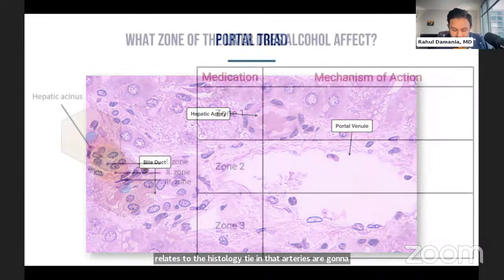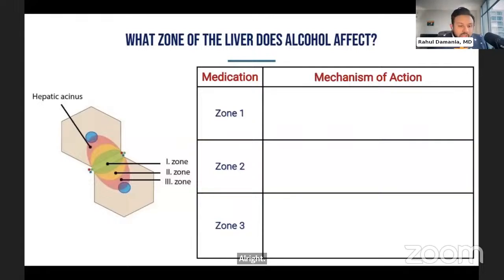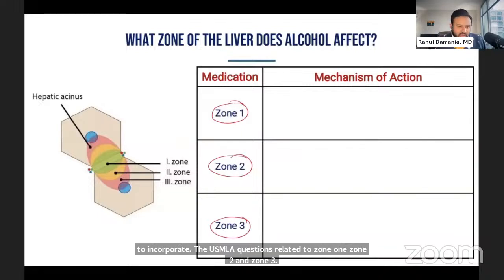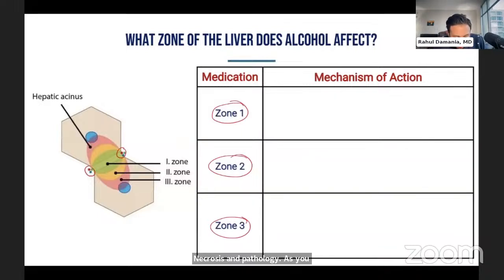All right. So when it comes to the portal triad, we need to incorporate the USMLE questions related to zone 1, zone 2, and zone 3, necrosis and pathology. As you can see, this is the portal triad, and this is going to be the hepatic vein. Recall that in the portal triad, you are going to have the portal vein. Now, as you can see, zone 1, this is where you're going to have a high amount of oxygen because the artery is going to be right here.